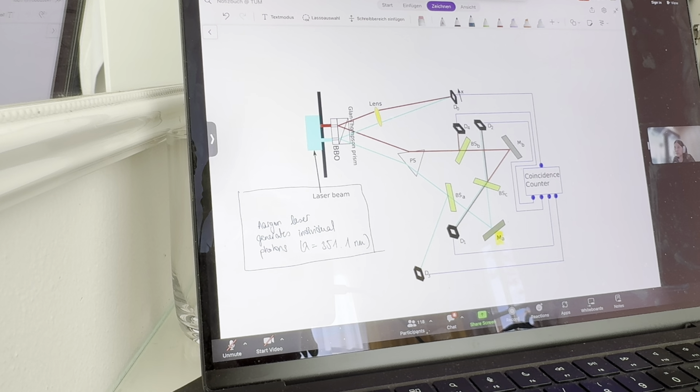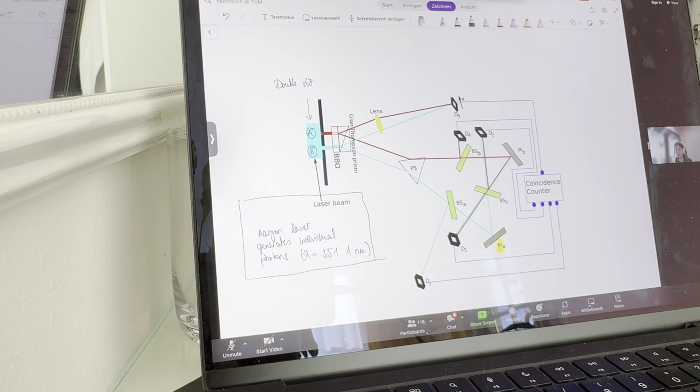Okay, and then we have a double slit. So this is our double slit, and we will call the first or the upper slit A and the lower slit B. Okay? So that means if we now shoot individual photons onto the slit, then it can travel through slit A or slit B. So so far everything is just the same as for the double slit experiment.